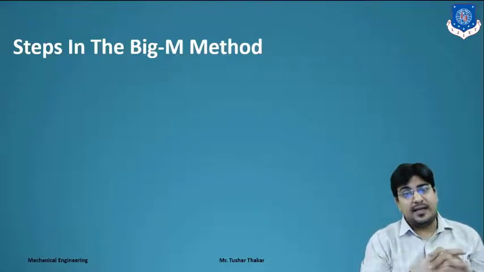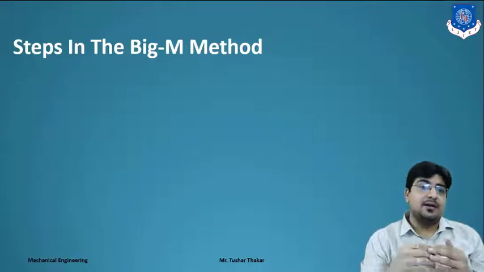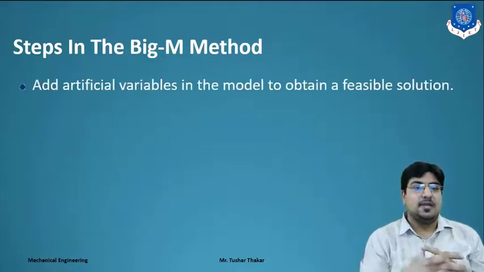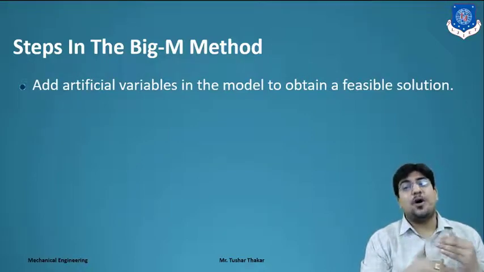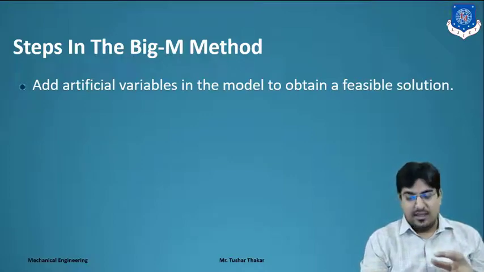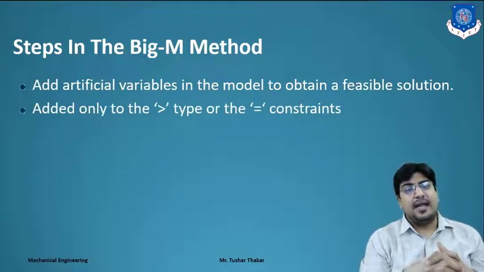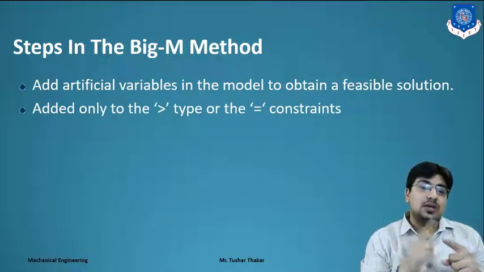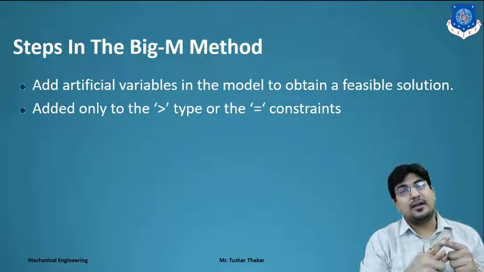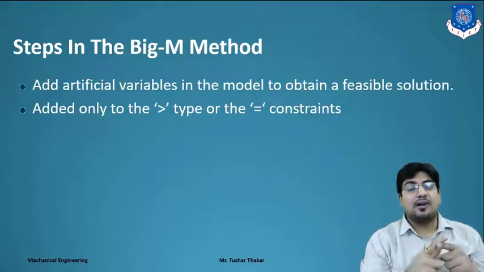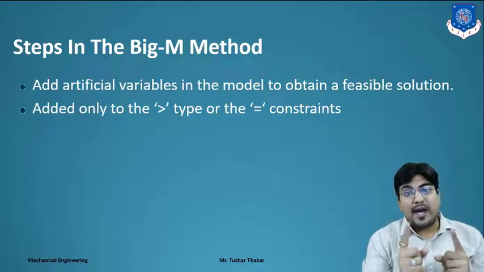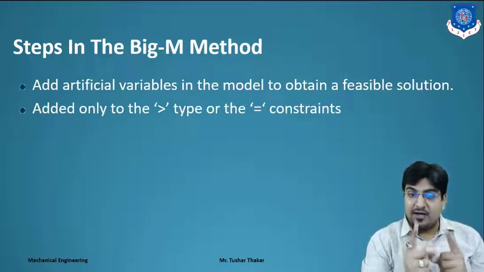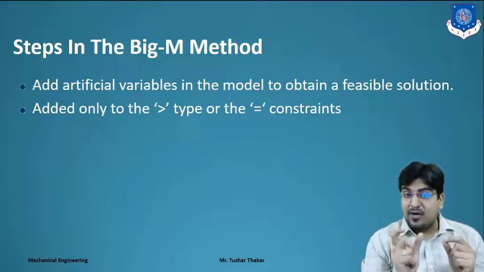In the example detailing, first we have to see the simple steps for the big M method. So first, what is the step? First, we have to add artificial variables and surplus variables in the model to obtain a feasible solution. Second, add them only to the greater than or equal to sign or the equal sign in a constraint. Keep in mind where we have to add the artificial variable. The important point is: add only there.